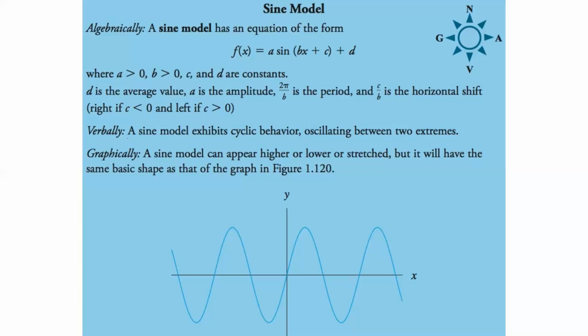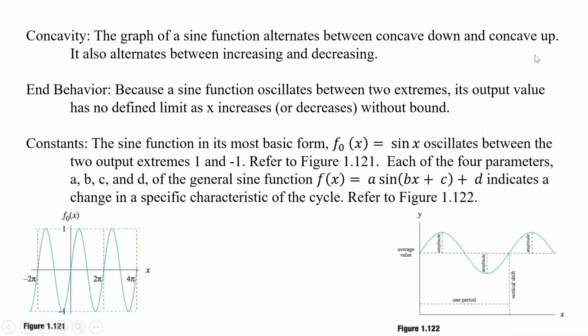All right. So verbally, a sine model exhibits cyclic behavior. It's oscillating between two extremes. And again, this can be offset up here, so we could be above, or we could even be below. We don't always have to be right on the x-axis, so it cycles above and below it. A sine model can appear higher or lower or stretched, but it will have the same basic shape as this figure here.